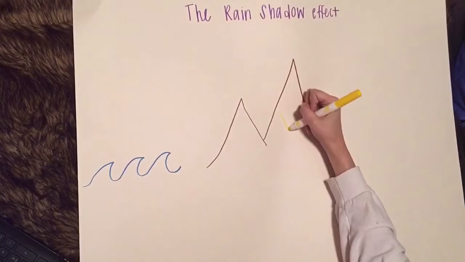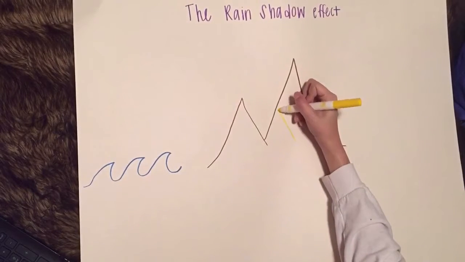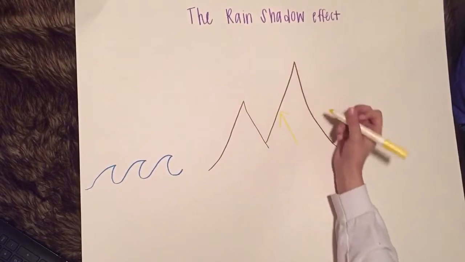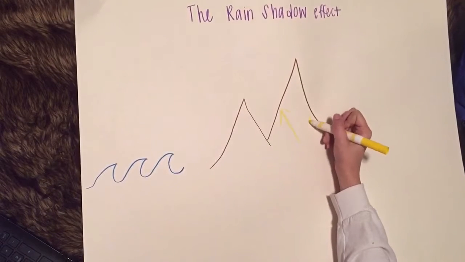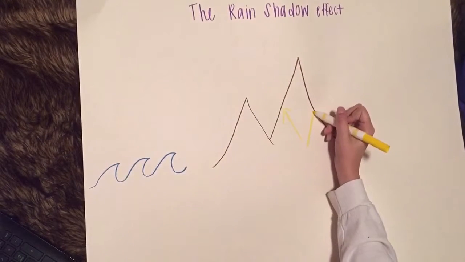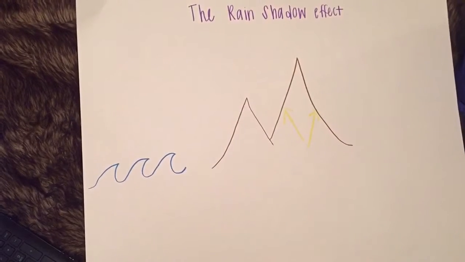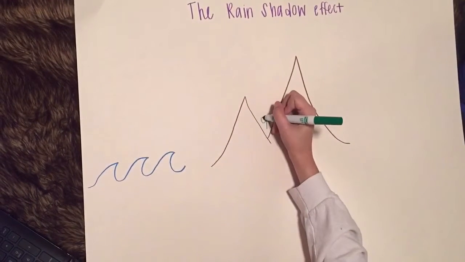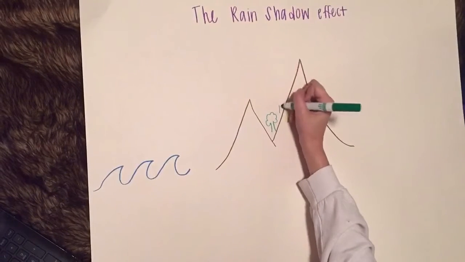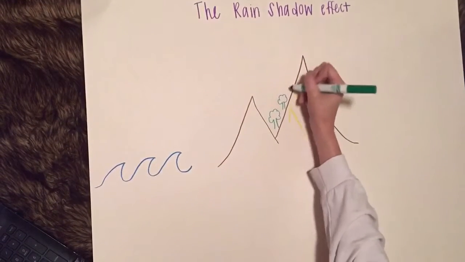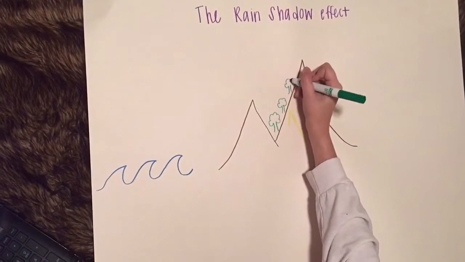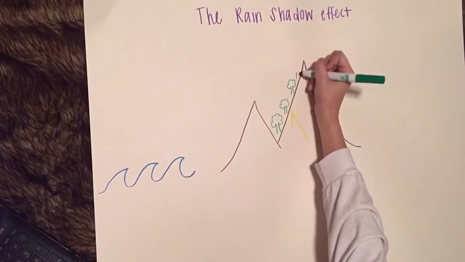Due to the prevailing westerlies coming in from the ocean, the western side of the mountain, or the left arrow, will have vegetation, and the eastern side of the mountain, or the right arrow, will have no vegetation. So here I'm drawing in the vegetation that I talked about a while ago. I probably should have added that in before I talked about it, but whatever.